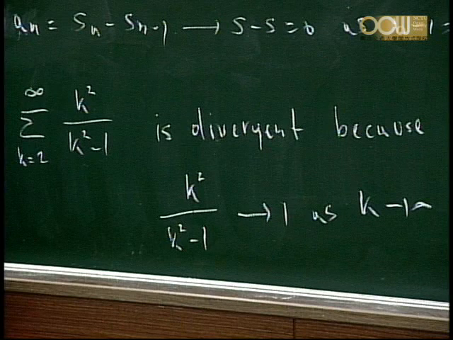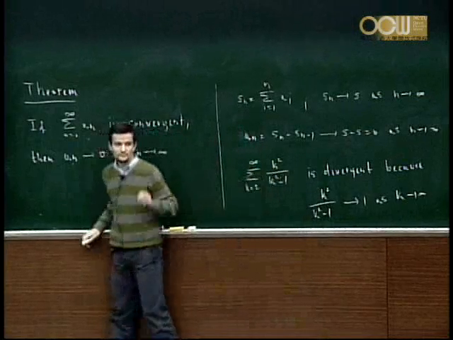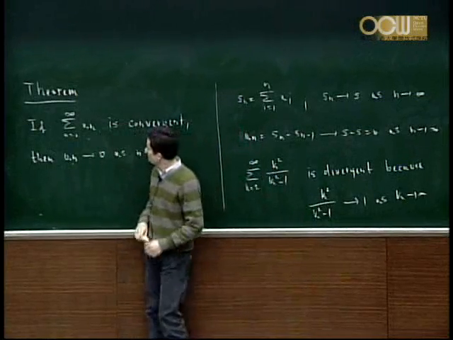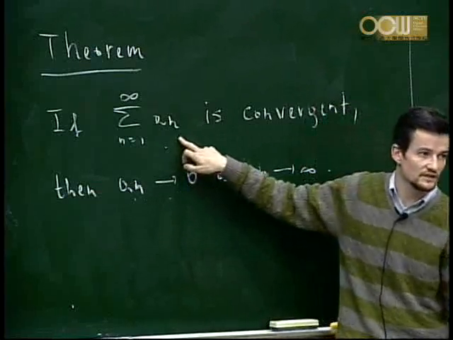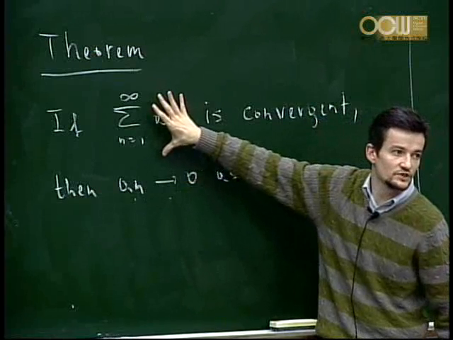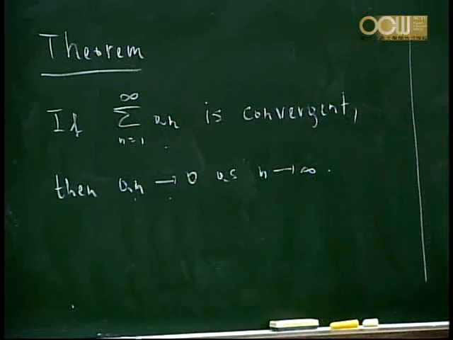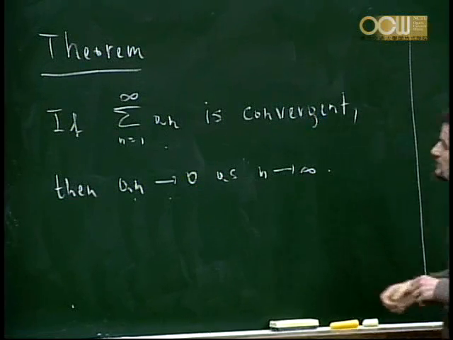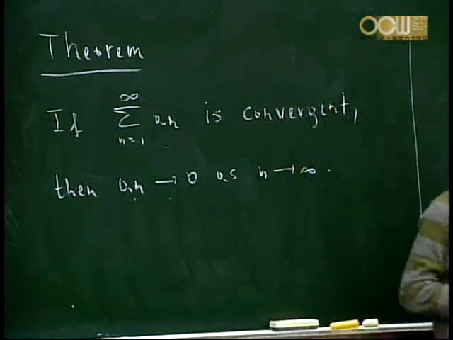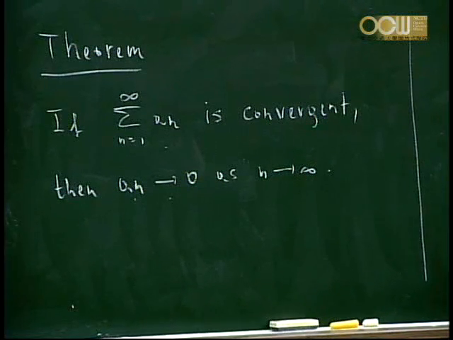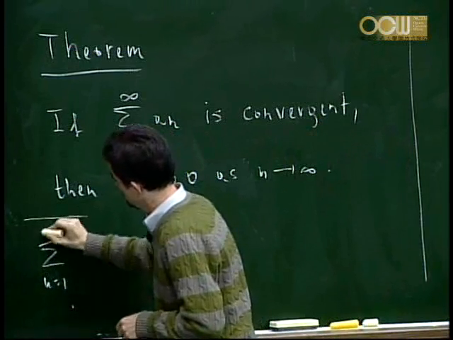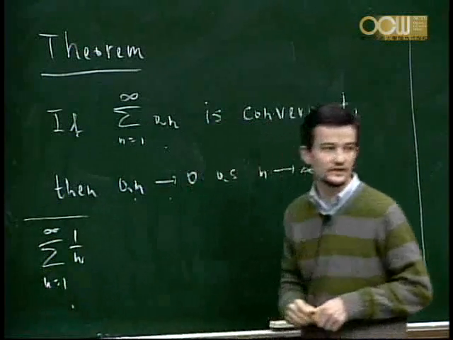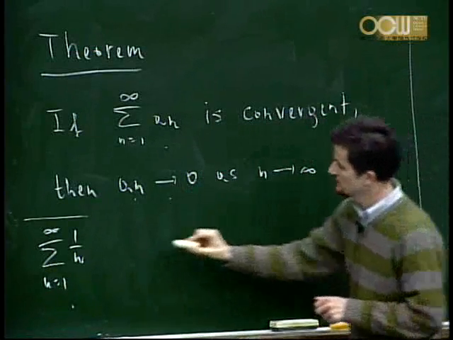Now, of course, it would be very, very convenient if the inverse were also true. Namely, whenever you are given a series and you see that a_n tends to 0 as n tends to infinity, you could conclude that the series is convergent. This would be very convenient. But we know already one example of a divergent series where a_n still tends to 0. So the inverse does not hold. You just have to look at this example here. The harmonic series is divergent.